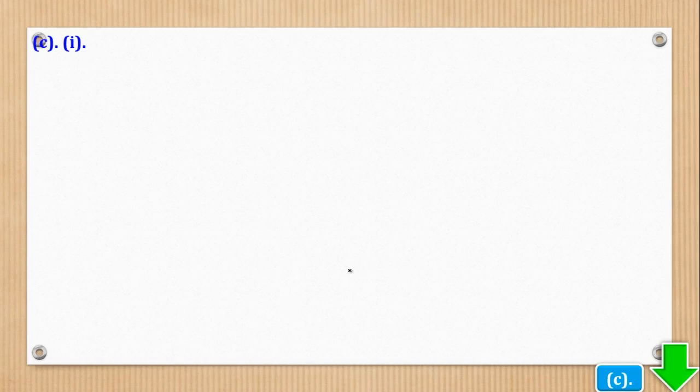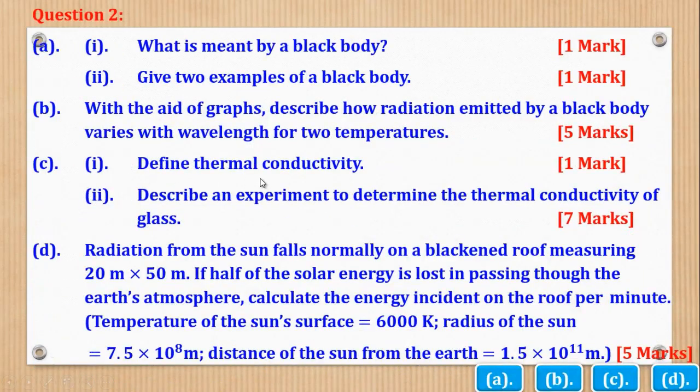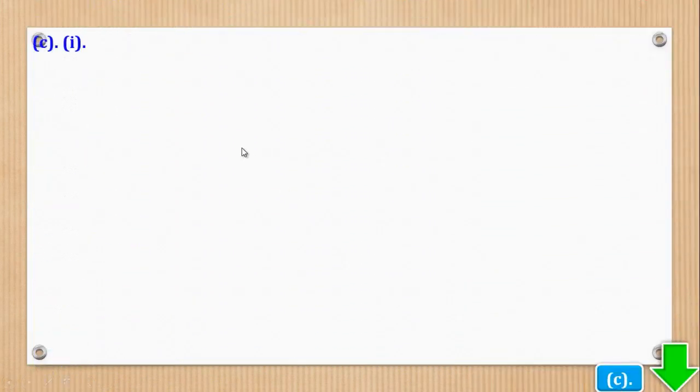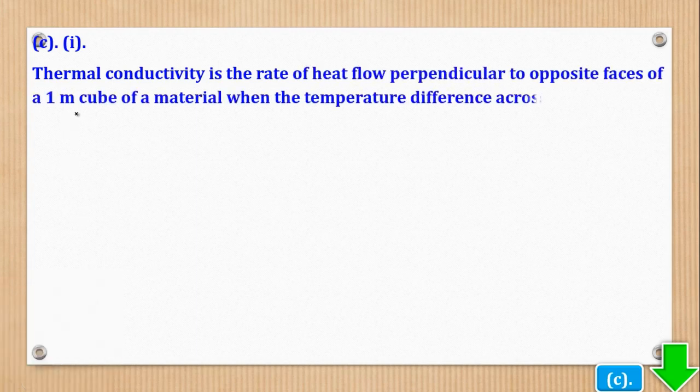So now we shall go to part C, Roman 1. Part C, Roman 1 says, define thermal conductivity. So thermal conductivity is the rate of heat flow perpendicular to opposite faces of a 1 meter tube of a material when the temperature difference across its faces is 1 Kelvin. So 1 Kelvin has to be seen, 1 meter tube has to be seen. And now we shall go to part C, Roman 2.